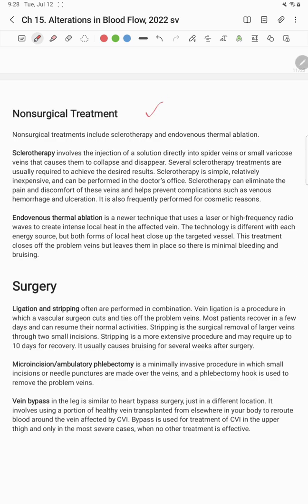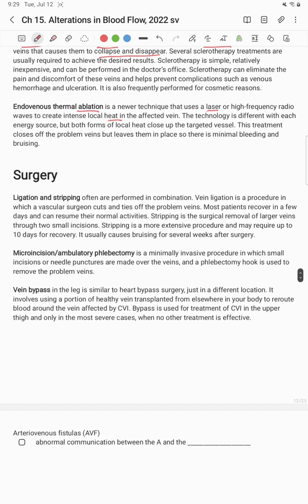Okay, this one is here just for extra reading. I'll go over a couple things. So non-surgical treatments include sclerotherapy and endovenous thermal ablation. This is a common one I'll refer out for if I'm dealing with a person with pretty significant damaged veins. Okay, the sclerotherapy involves injection of a solution directly into the spider veins or small varicose veins that causes them to collapse and disappear. The ablation is using a laser to basically go in and heat up the vein and it kind of burns it out. Okay, so it'll close up the vein and basically render it ineffective. Okay, on the surgery end, they can do a ligation or stripping. You can do an ambulatory phlebectomy, so just simply remove the vein, or a vein bypass.